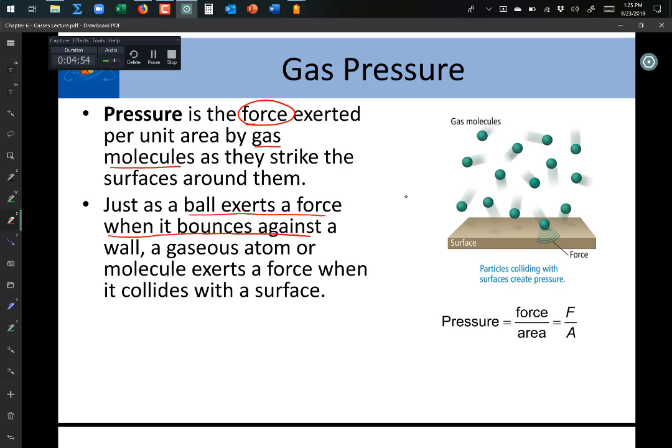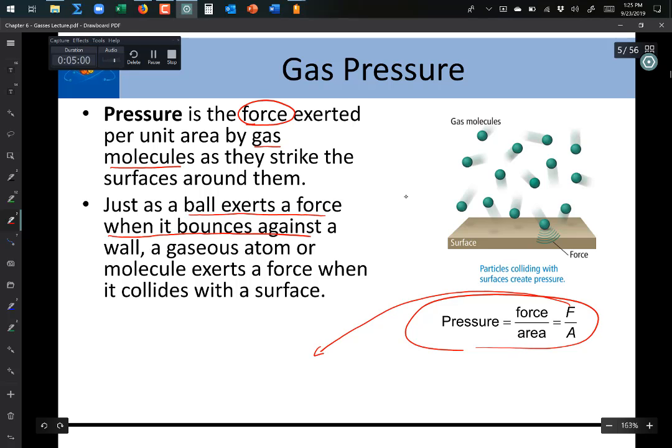The same equation still applies. But this force is the net force of all the particles, and this is the area in which they're contained. So like a balloon, it's the force of the gases in the balloon hitting the walls of the balloon, and the area inside the balloon. So that's the surface being struck.